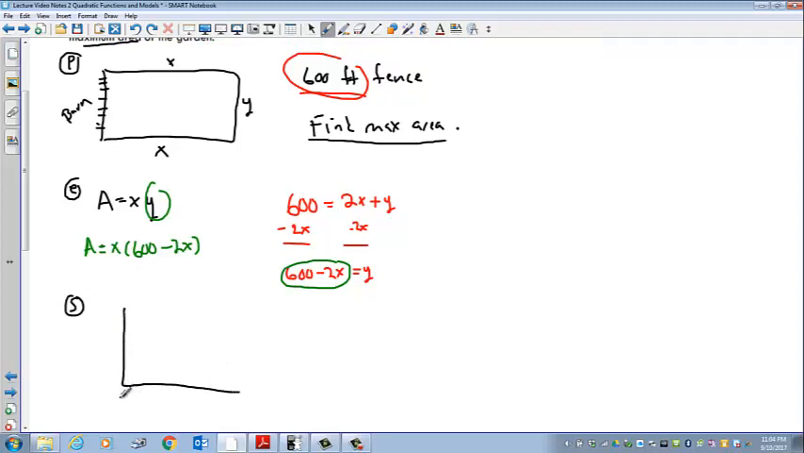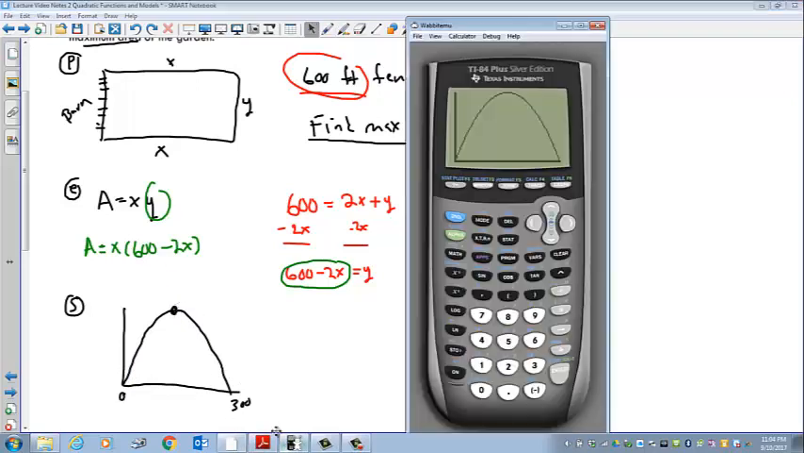I graph this between 0 and 300. I remember from the picture, my calculator went up and came down. And so I'm trying to find the maximum right here. And what you'll notice on your calculator, if you hit second and then the trace button, which takes us to the calculate menu, you'll see there's actually a maximum button.